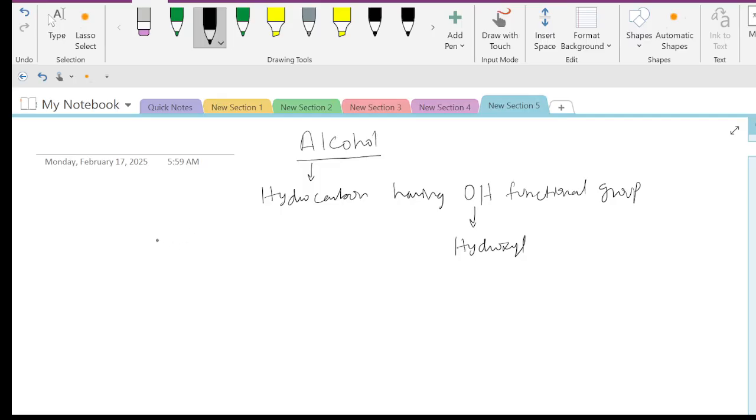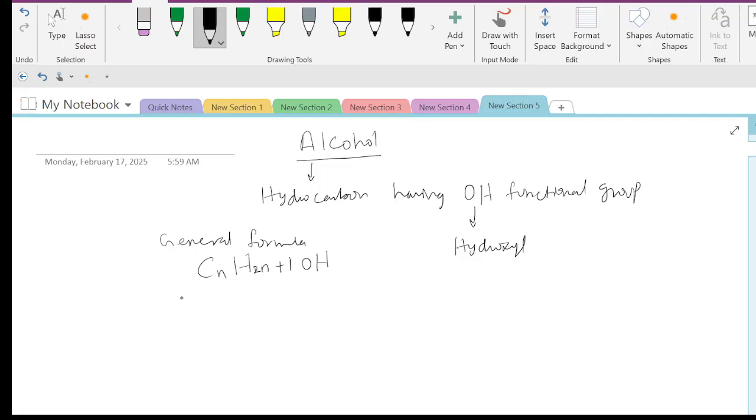Now, if I talk about the general formula for the alcohol, that is CnH2n+1OH. So this is the general formula for the alcohol. By putting the values n is equal to 1 to 4, we will be able to deduce the molecular formula for methanol, ethanol, propanol, and butanol.